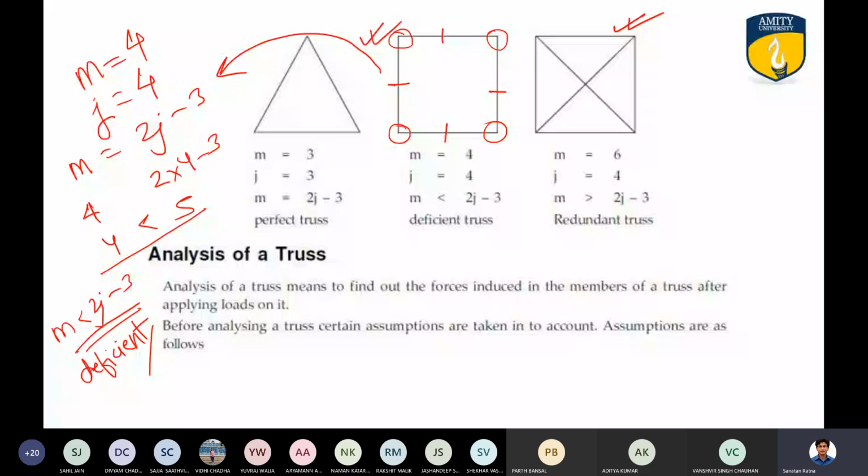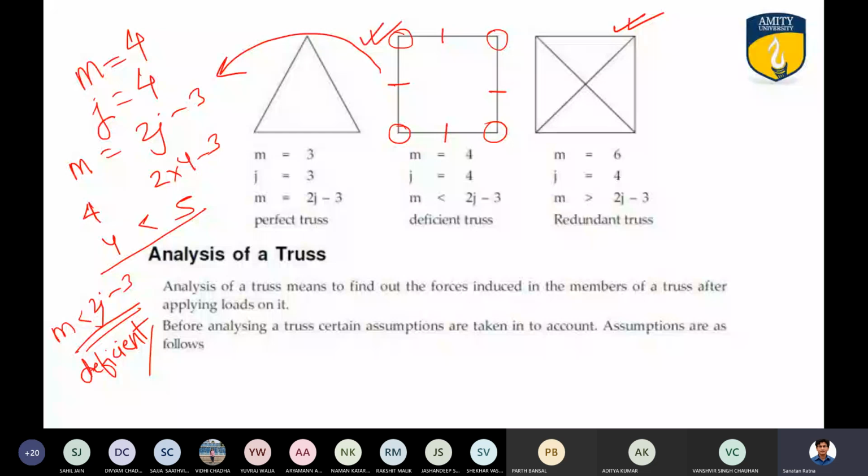The middle one, where the diagonals are meeting, that is not a joint. It is just overlapping. At the center there is no joint. It is just overlap. Now, please calculate and tell me.